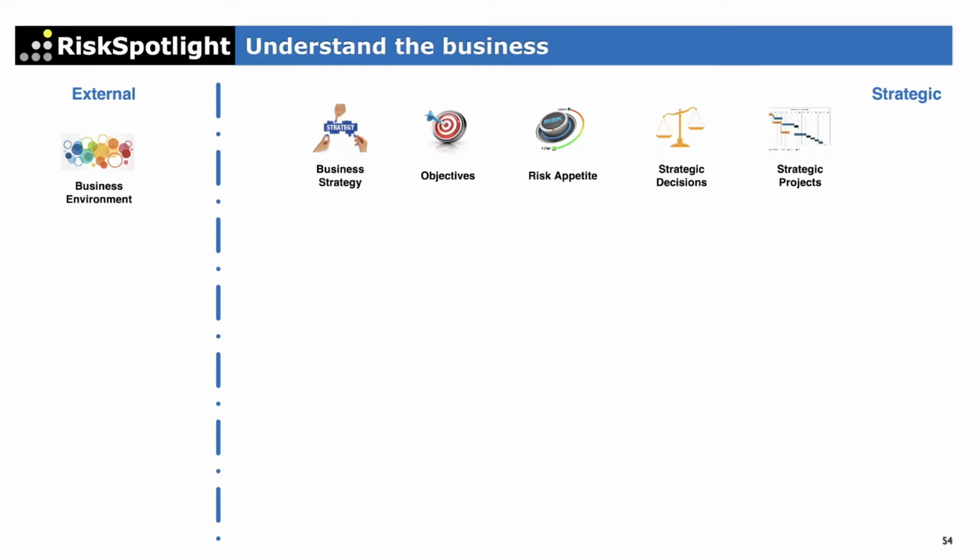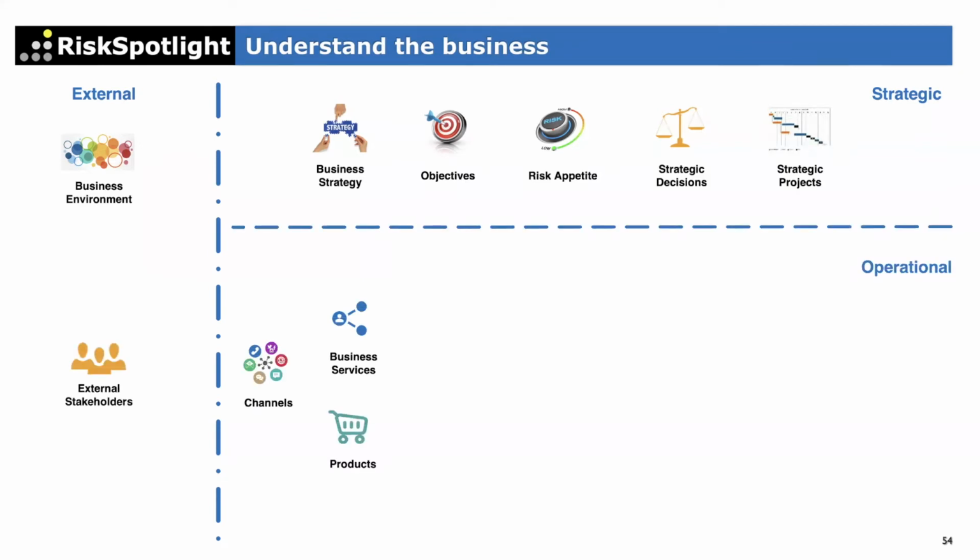Then the strategy needs to get implemented from an operational perspective. So what is happening at the operational level is that we're trying to provide our products and business services through different channels. The channels can be branch banking, online banking, mobile banking, or through financial intermediaries. So through the different channels, you're trying to reach out to the outside world. That's where your stakeholders come in.